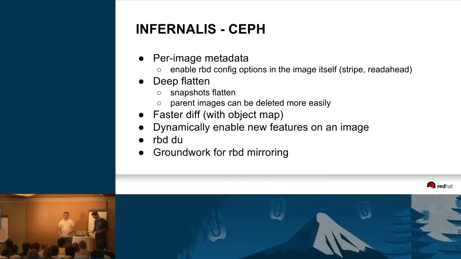There is per-image metadata. This lets you associate arbitrary key-value string pairs with images. But it also lets you store persistent configuration options for RBD. So if you have images that are used for some kind of workload that benefits, for example, from a large cache size, you can store that cache size in the image metadata, and it'll always be applied whenever the image is used. So you don't need to worry about configuring cache size across all images. You can specify it for individual ones instead.